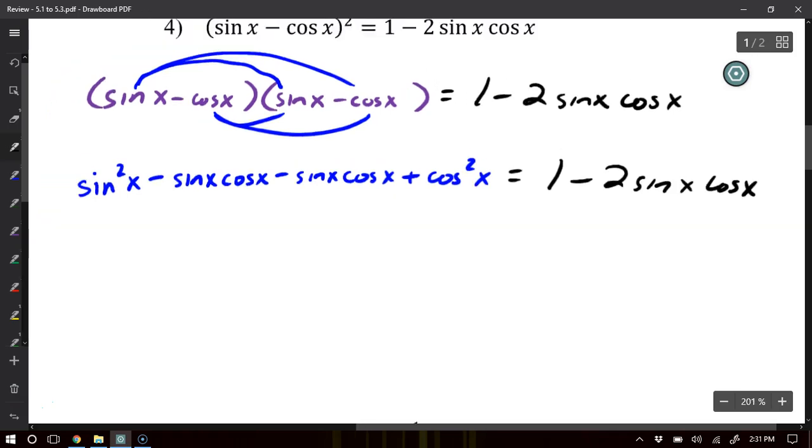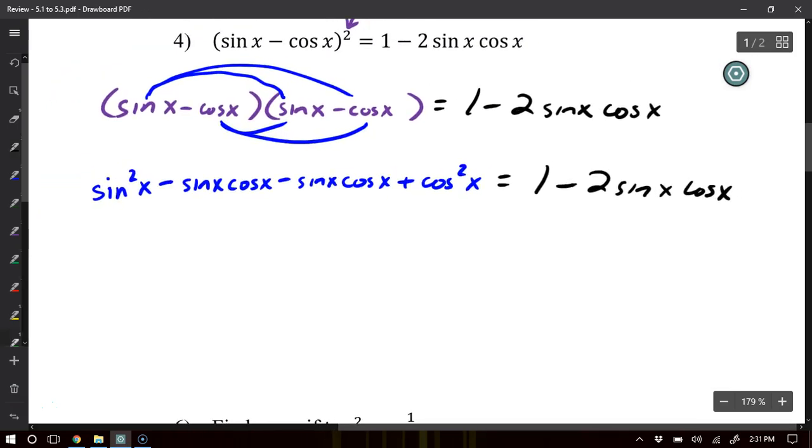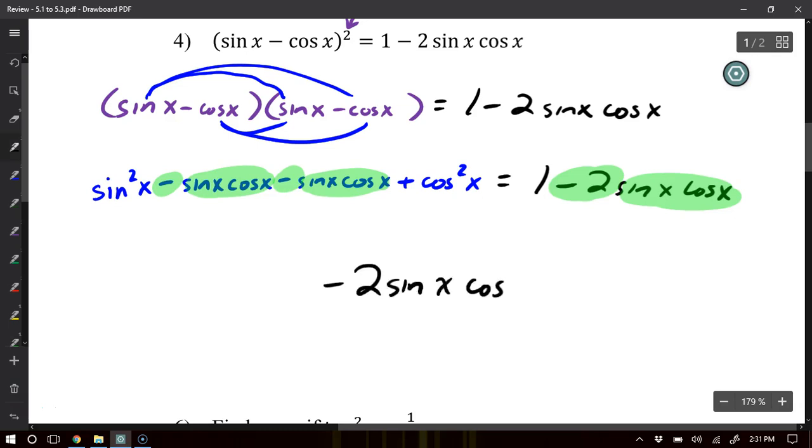And I'm going to pause and take a look to see what happens. As you go through, do look. I see I have a sine of x cosine of x here. And I have it here too. Actually, I have two of them. And that's interesting because I want two of them. And I want them to be negative. Well, I do have two of them. They are negative. So that gives me, when I combine those, negative 2 sine of x cosine of x, which is exactly what I wanted on the right side.